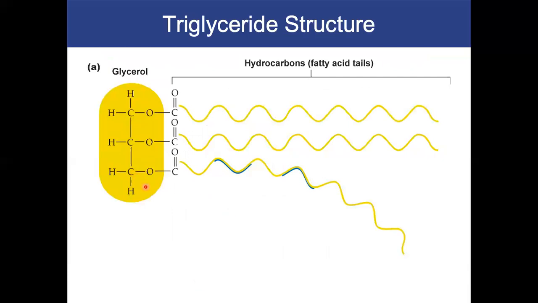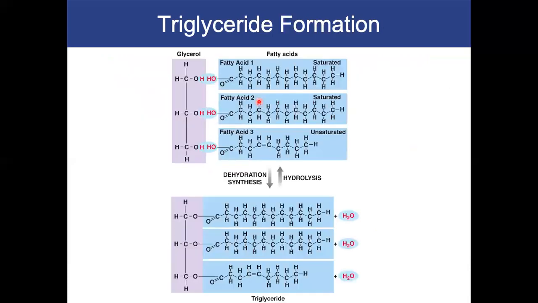Here's the triglyceride structure. So here's the glycerol backbone plus your fatty acid tails. These fatty acid tails are just chains of hydrocarbons. What the heck is a hydrocarbon? Carbon bound to another carbon, bound to another carbon, bound to another carbon with H's off of it. Here's a picture. The bottom one is a triglyceride, and the top one is breaking it apart, or this is forming it, whichever way you want to look at it.